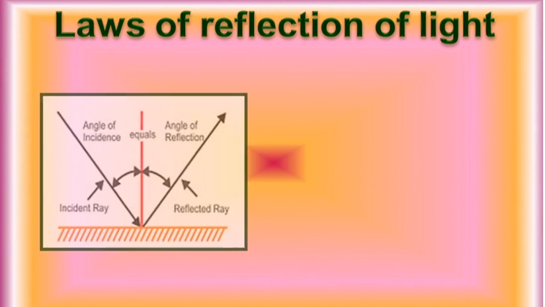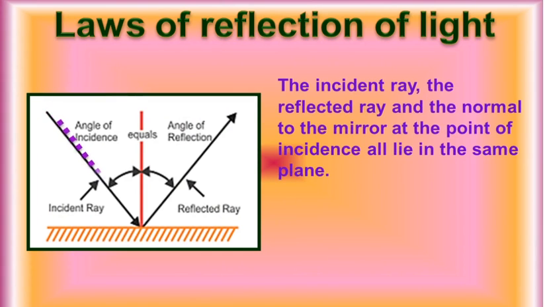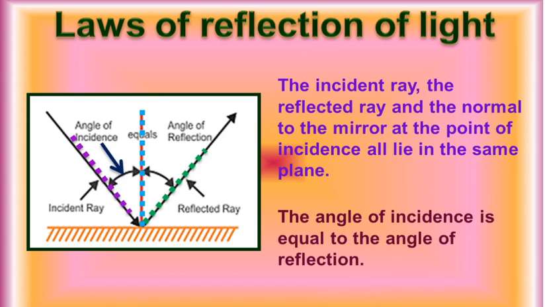Laws of reflection of light. Reflection of light from a reflecting surface takes place according to definite laws. These are known as laws of reflection. The first law says that the incident ray, the reflected ray, and the normal to the mirror at the point of incidence all lie in the same plane. And according to the second law, the angle of incidence is equal to the angle of reflection.